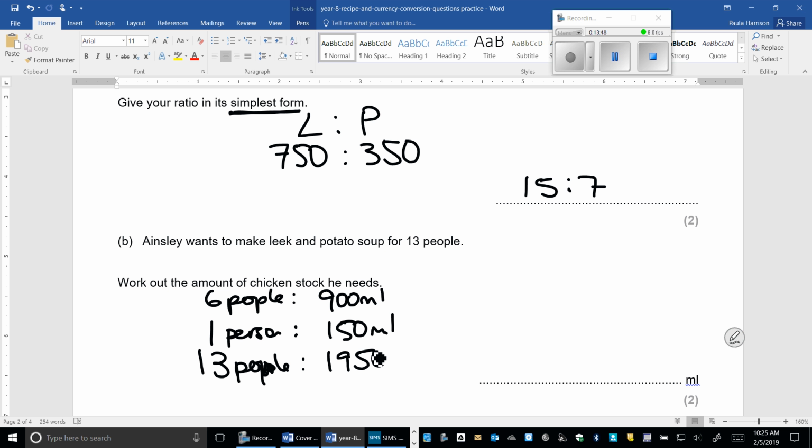Yes? So it's always multiplying and dividing. And sometimes you have to get smaller in order to go bigger. So in the end, it would be 1,950. Yes. That's like grams. Milliliters. It's actually already got it for you, so you wouldn't have to worry about that one.